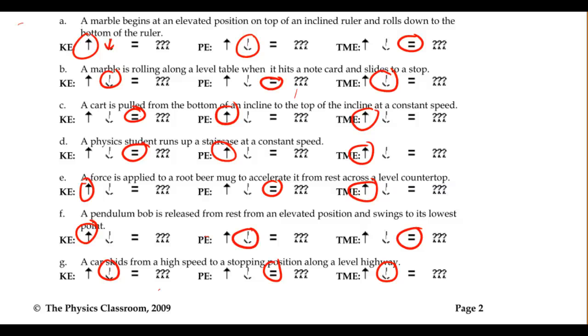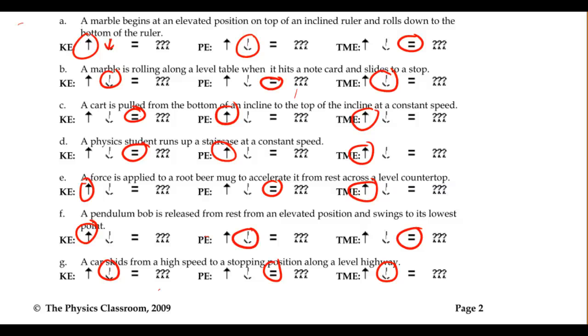In F, the pendulum bob is going to go from rest to some higher speed at the bottom. That means kinetic energy increases. But in this case, the kinetic energy came from the fact that it was falling, going down, so the potential energy decreased. That leaves a conservation, the total mechanical energy being the same, assuming no significant air resistance or friction.